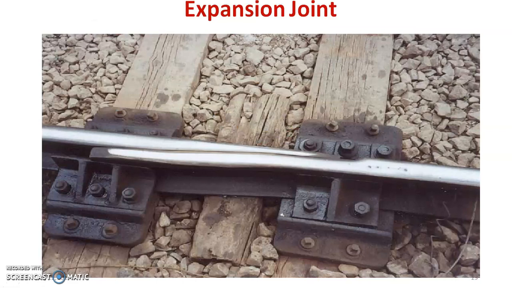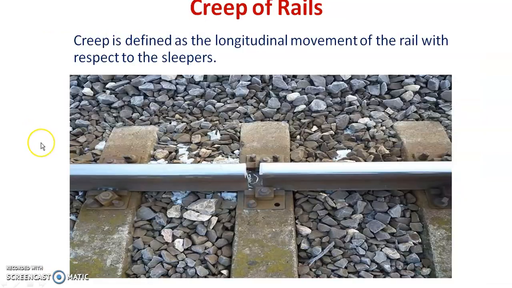This is called an expansion joint. During the hot season, the metal will expand. For that, a gap is provided for expansion at the end. Here the metal can expand. In this way also the metal is allowed to expand.